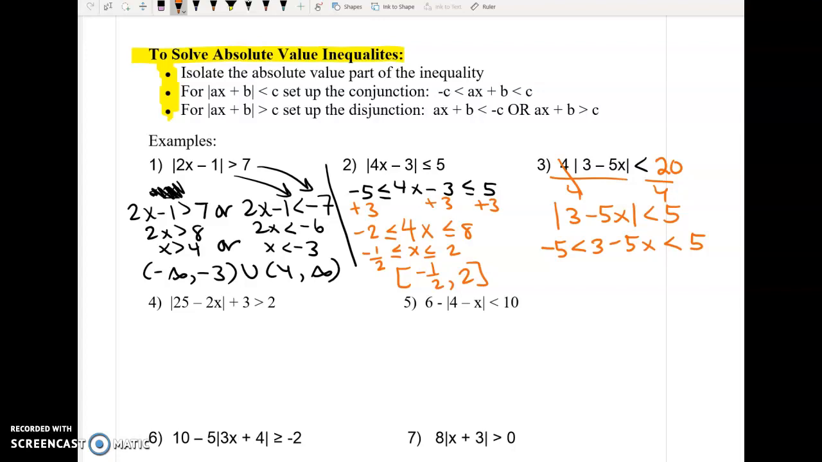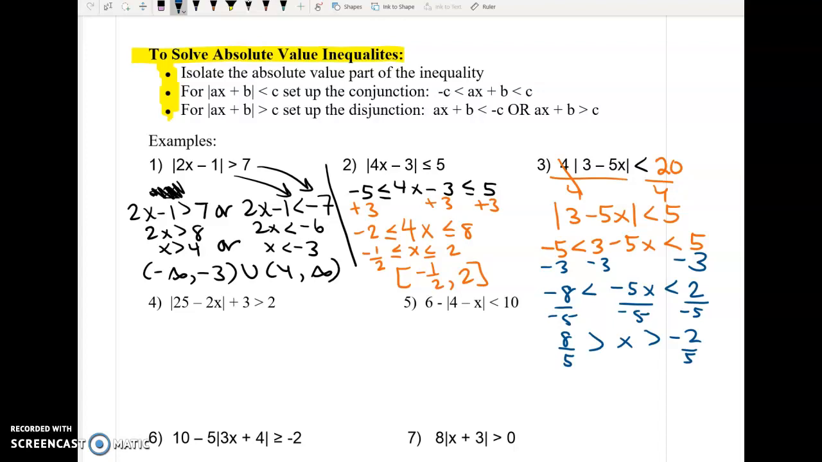All right, go ahead and hit pause and solve this compound inequality that I have highlighted right here. All right, so dividing by negative 5 would flip our signs, which seems weird because we have a compound inequality. But if you look here, our negative number's on the right and our positive number's on the left. So rewrite this as negative 2/5 is less than x, which is less than 8/5. And in interval notation, it would look like this with parentheses. Good save.